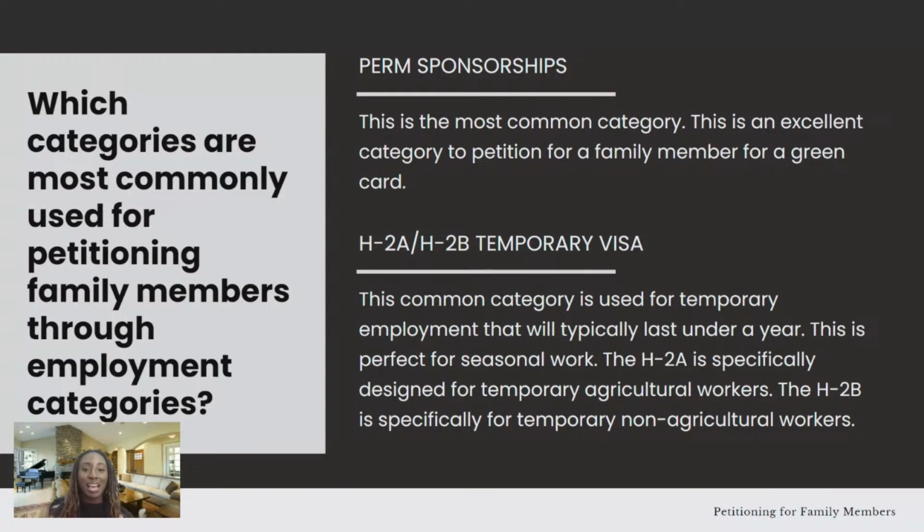All three are fabulous categories, but it really depends on what your goals are or what the goals are for your family member that you're petitioning for.